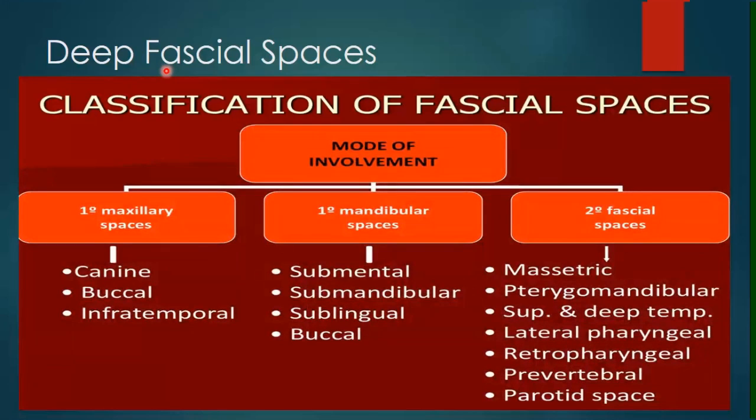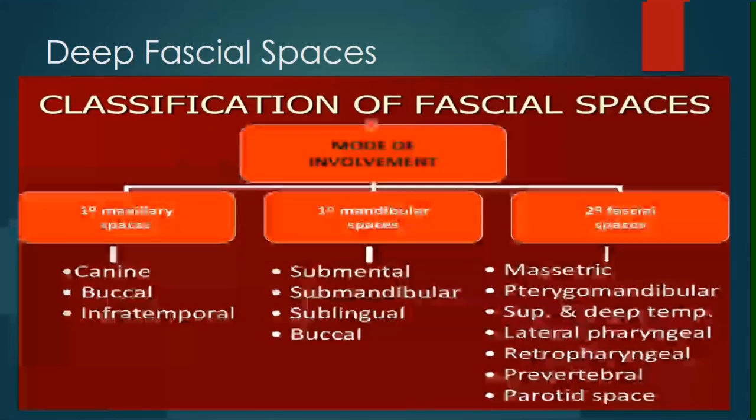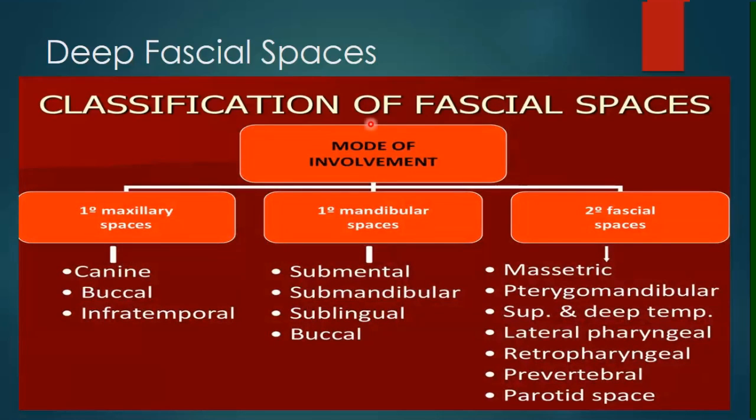Fascia is like, let's say in Arabic, like the nylon bag that wraps the muscles. Okay, all these spaces are potential spaces. What do you mean by potential spaces? Which means these spaces do not exist or enlarge until we have pus accumulation inside them or cellulitis. They are not present, but when we have an infection and pus collects, they form, so the spaces are what the pus or cellulitis will fill.